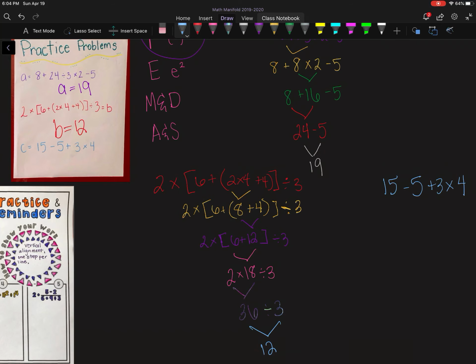In this case, I don't have any parentheses or exponents involved. I just have multiplying and then adding and subtracting. So I'm going to start with my multiplication. 3 times 4 is 12. And I've got to make sure I rewrite the rest of my problem. And now I just have addition and subtraction left, so I'm just going to move from left to right. 15 minus 5 is 10. And then 10 plus 12 is 22. So C equals 22.